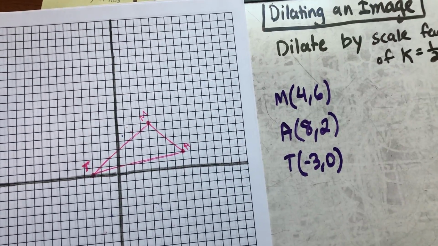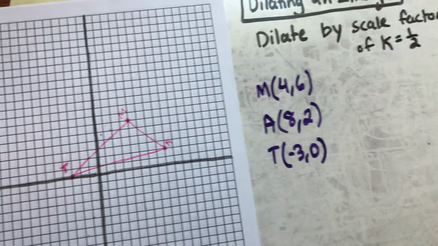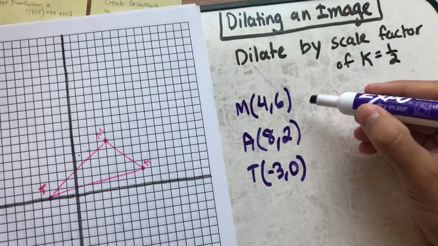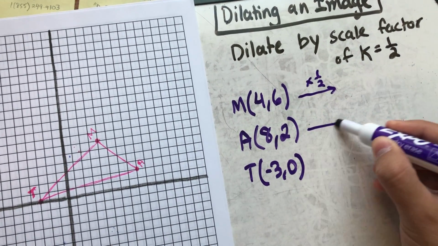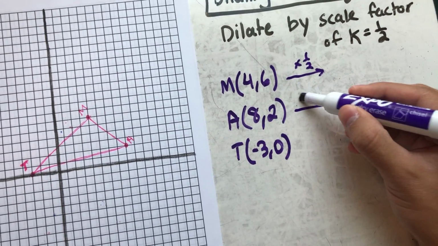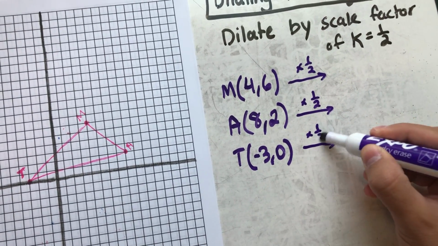Now to dilate a shape, all you need to do is multiply the coordinates by the scale factor. So you're just going to multiply the 4 and the 6, both of them, by 1/2. You're going to multiply the 8 and the 2, both of them, by 1/2. And the last one, same thing, multiply by 1/2.